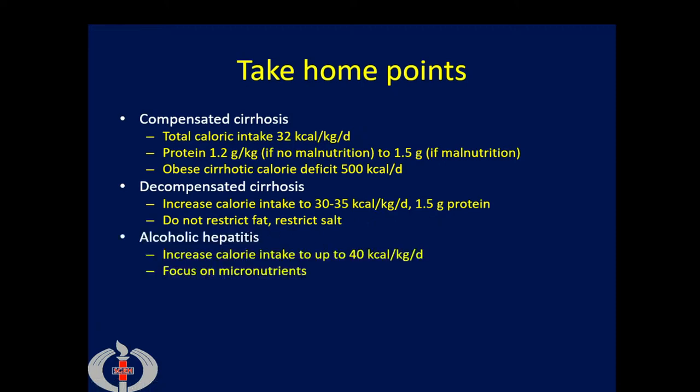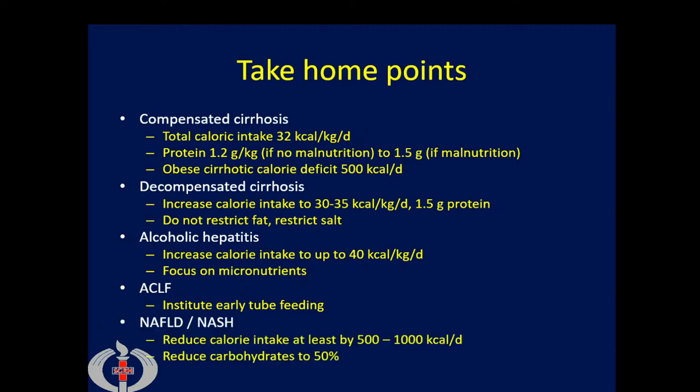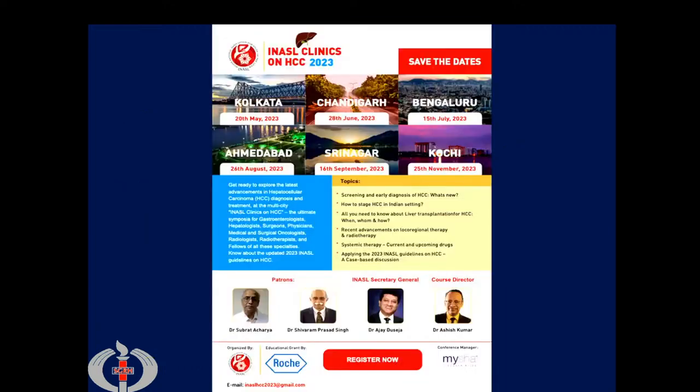For alcoholic hepatitis patients, increase their caloric intake even further up to 40 kilocalories per kg, and focus on micronutrients because they have so many deficiencies. For ACLF patients who are admitted, institute early tube feeding because they have very poor appetite, and they have to wait for various procedures. And for NAFLD and NASH patients, reduce the calorie intake by at least 500 to 1000 kilocalories per day, and reduce the carbohydrate intake to 50%.